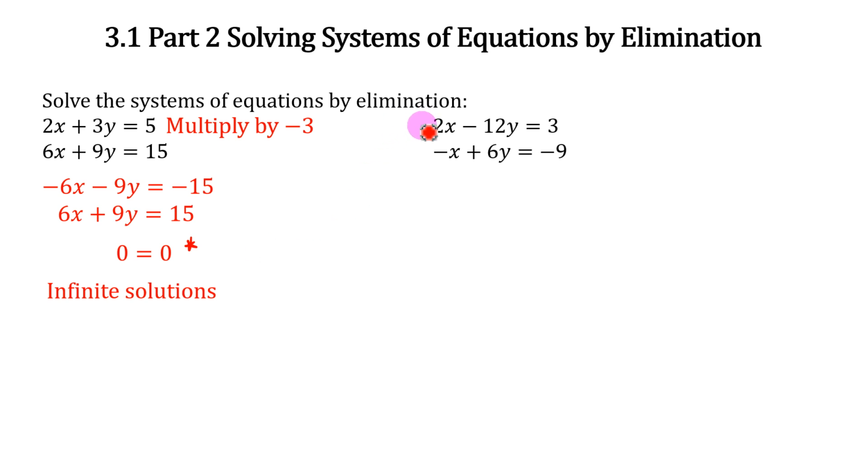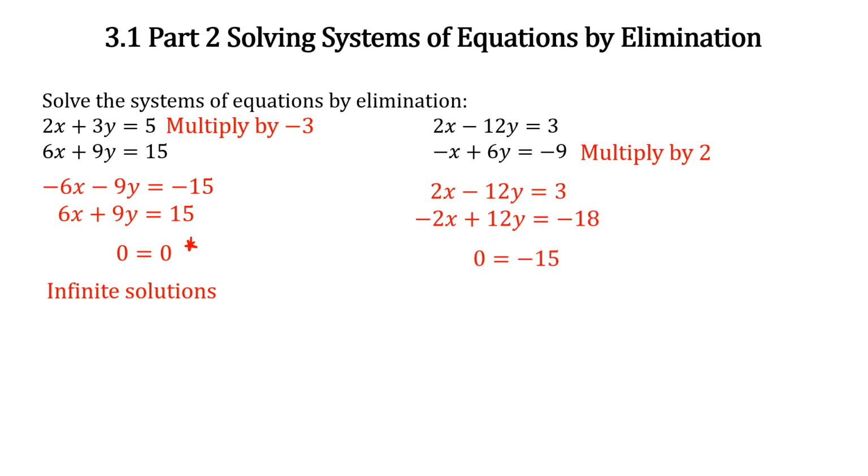Let's try this one. I see I could probably match these up pretty well. So I'm going to multiply the bottom one by 2. And on the left, everything cancels out: 2x minus 2x, negative 12y plus 12y. But then 3 and negative 18 gives me negative 15. So I have 0 equals negative 15. That cannot possibly be true. There's no solution. So that's what makes this a little bit different.